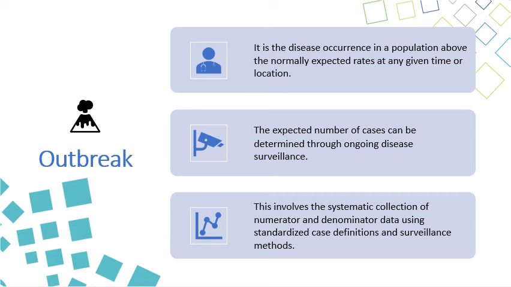Outbreak definition. An outbreak is a disease occurrence in a population above the normally expected rate at any given time or location. The expected number of cases can be determined through ongoing disease surveillance. This involves the systematic collection of numerator and denominator data using standardized case definitions and surveillance methods.